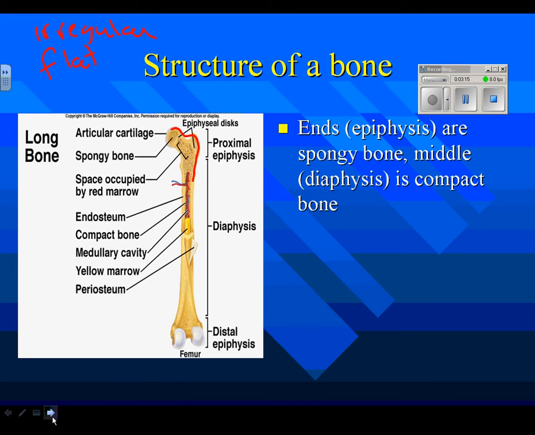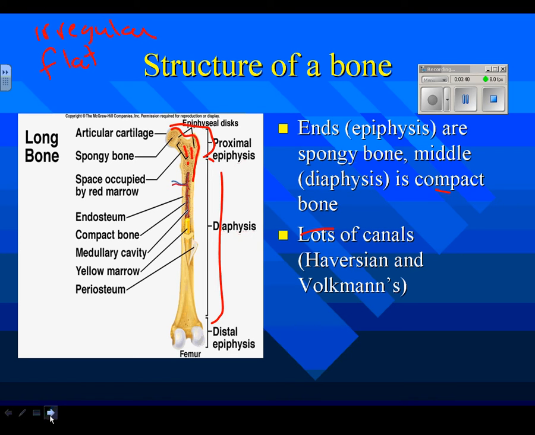the ends of the long bone are called the epiphysis. And they're made of something called spongy bone with lots of struts, arches. It's not really spongy, but it looks spongy. The middle of the bone, also called the diaphysis, is what's called compact bone. It's very hard, very dense bone tissue. Also, what you find a lot in bones are canals. Haversian canals and Volkmann's canals, those are the names of them.